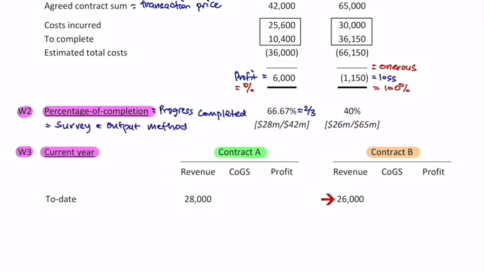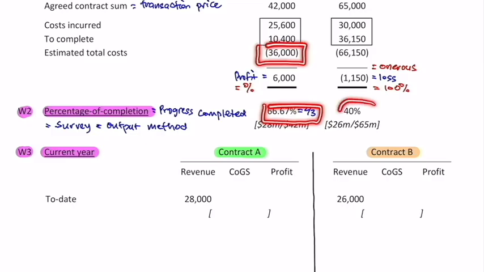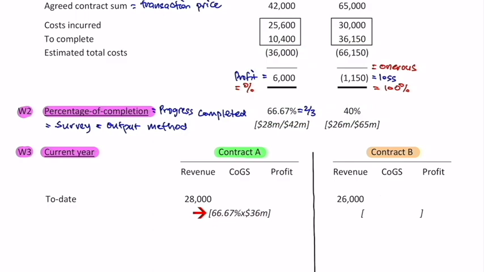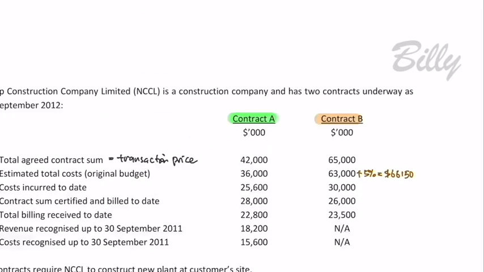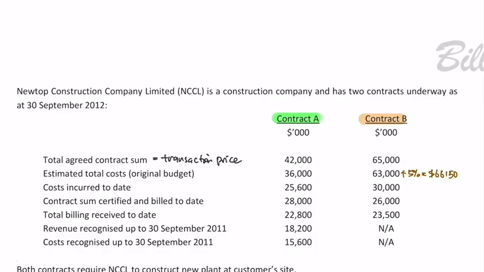28, 26. Cost of goods sold, we have to take 2/3 of the total cost, 36, and 40% of 66,150. 2/3 of the total cost for contract A gives us 24,000. 28 minus 24 equals 4. Cumulative profit for A, minus what was recognized in prior. In prior, contract A recognized revenue of 18.2. Cost of service for contract A recognized up to last year is 15.6.